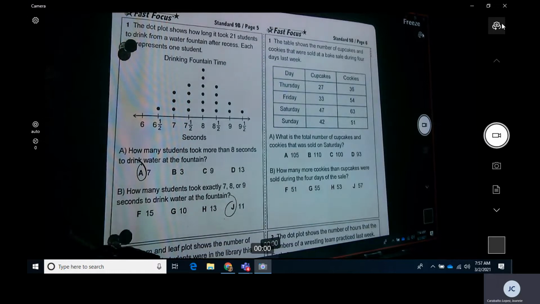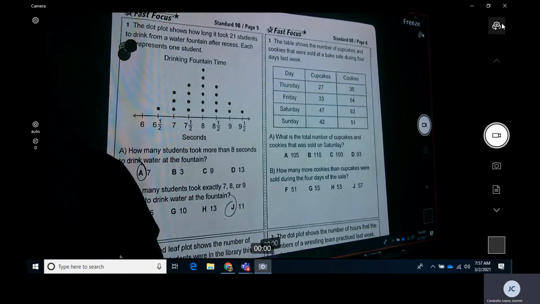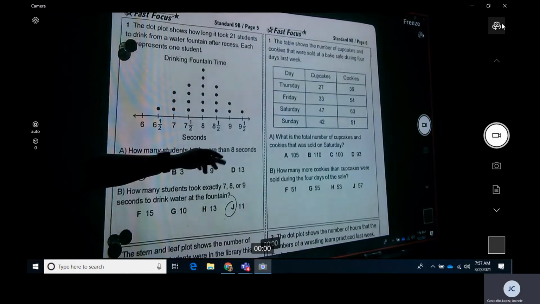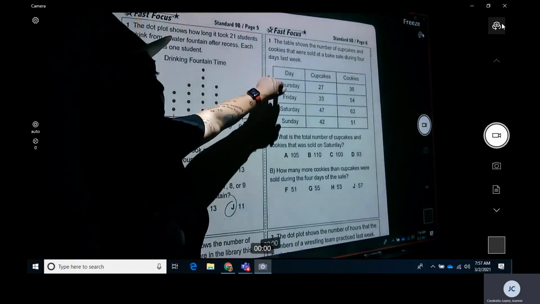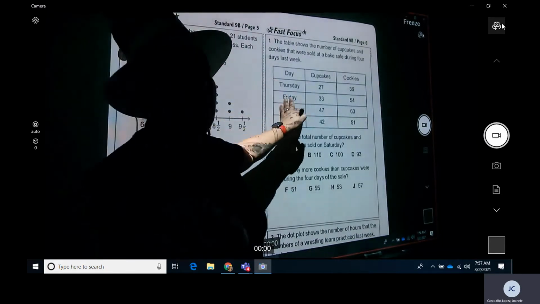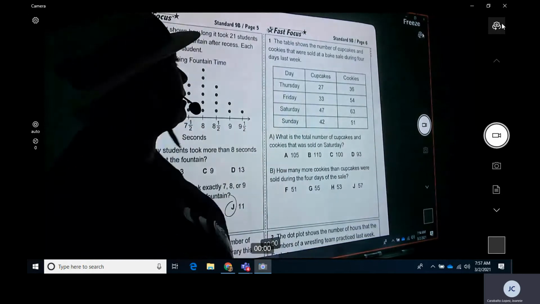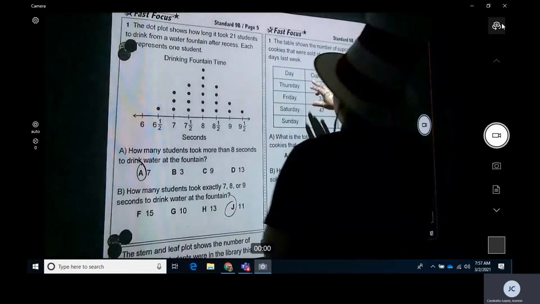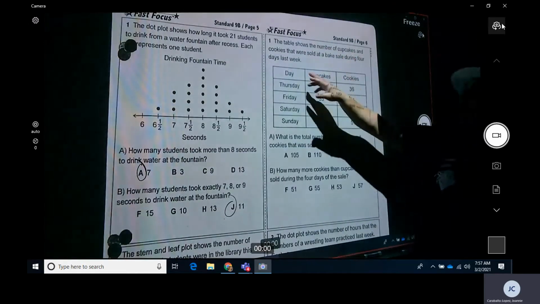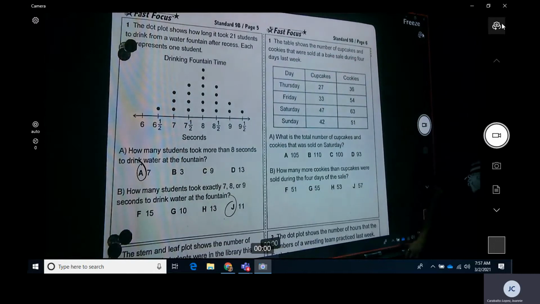All right. Now let's look at the next problem right next to it, okay? What kind of diagram is this? What is this called? A frequency table. Excellent. All right. So it says here, the table shows the number of cupcakes and cookies that were sold at a bake sale during 4 days last week.